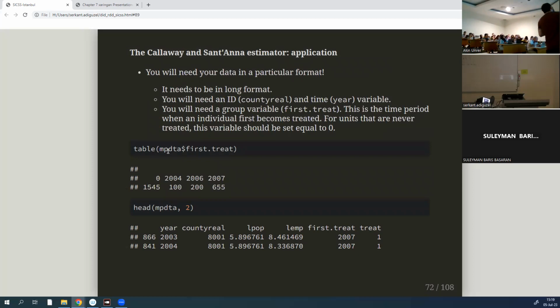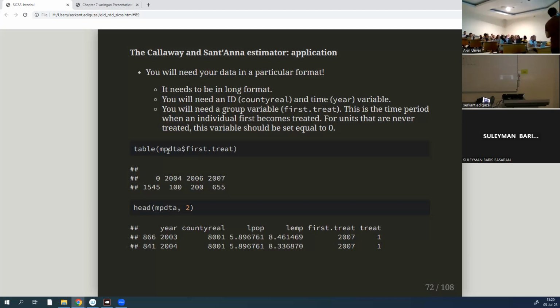But there is this thing where you need to put your data in a particular format, just because of how the package is written. It needs to be in long format, and you need an ID and a time variable. You also need a group variable, first treat, which is the time period when that county is treated. If they are never treated, you need to put 0. If it is NA, it's going to yell at you. It's just the way it is written by Callaway and Sant'Anna. You can always check the documentation, but these are the things you need to do.